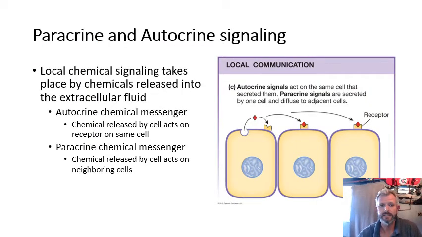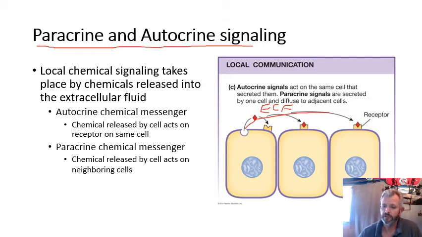And then finally, the last of the local signaling is paracrine and autocrine, where the chemical messenger is sent out into the extracellular fluid. So we can talk to neighboring cells. They don't have to be right next to each other, but they have to be in close proximity, because this molecule is just going to diffuse out. It's not going to diffuse all the way through the body, just to the neighboring tissues. The two types are autocrine and paracrine. Autocrine is where the molecule is secreted out and acts on a receptor on the same cell that secreted the molecule.